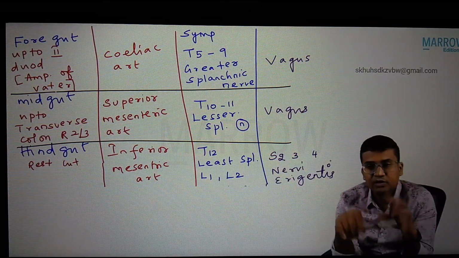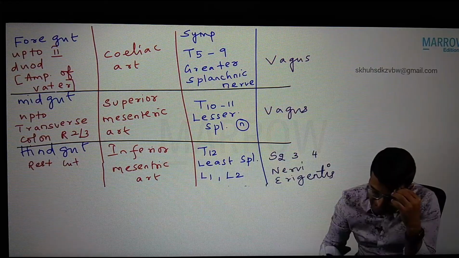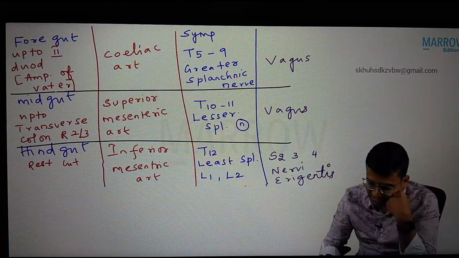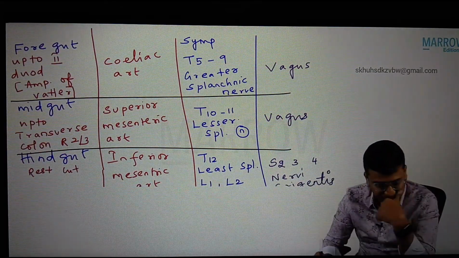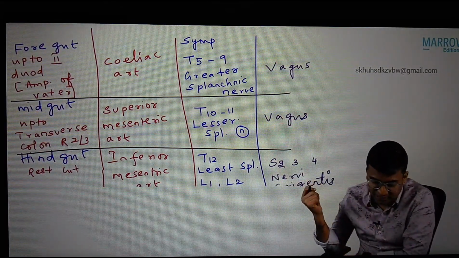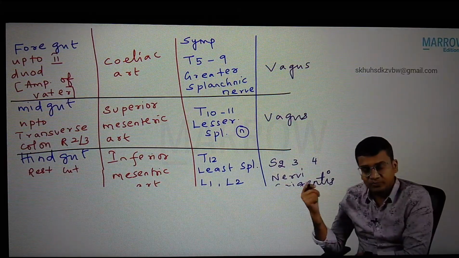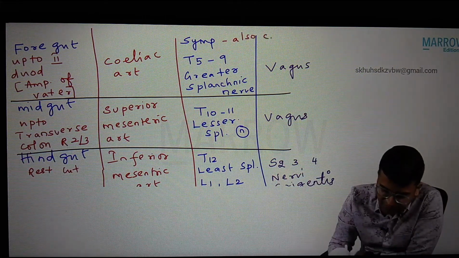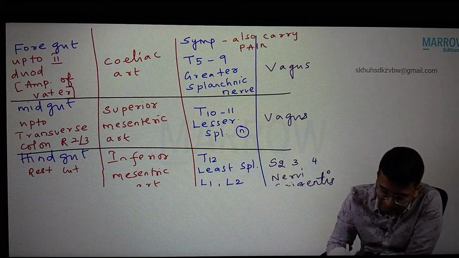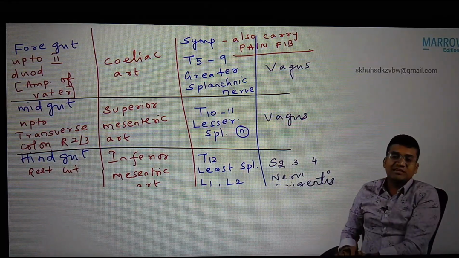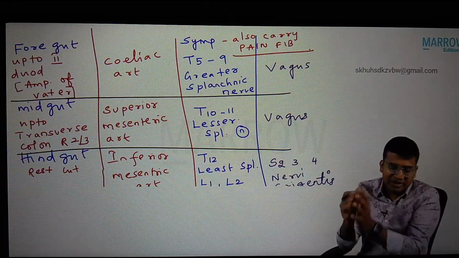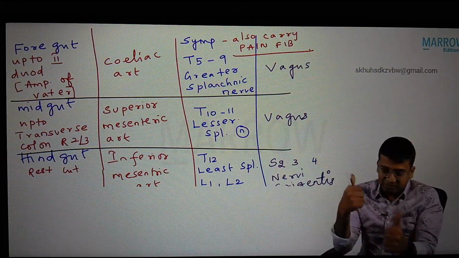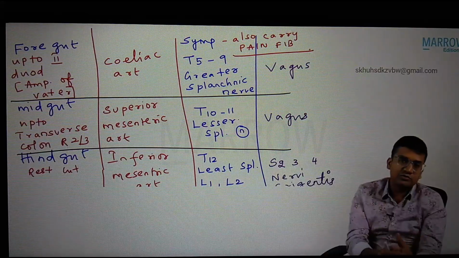These are the basic features of the different parts of the gut tube: foregut, midgut, and hindgut. One more point I want to stress: parasympathetic fibers are the vagus nerve up to the midgut and S2, S3, S4 for the hindgut. Sympathetic fibers are T5 to T9 for the foregut, T10 to T11 for the midgut, and T12, L1, L2 for the hindgut. The sympathetic fibers also carry pain fibers. So pain from the foregut is carried by T5 to T9, from the midgut by T10, T11, and from the hindgut by T12, L1, L2.